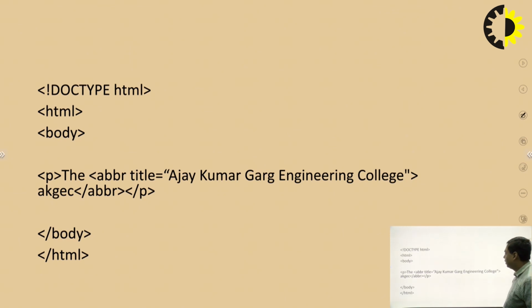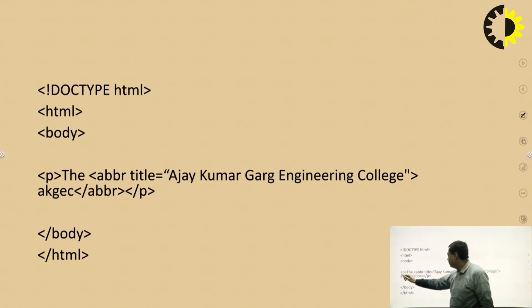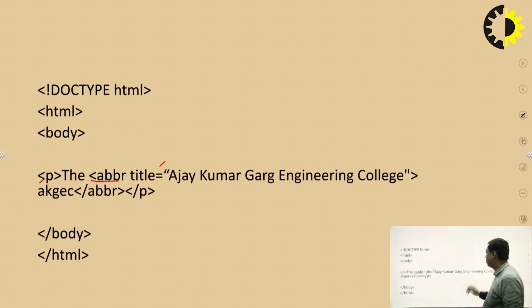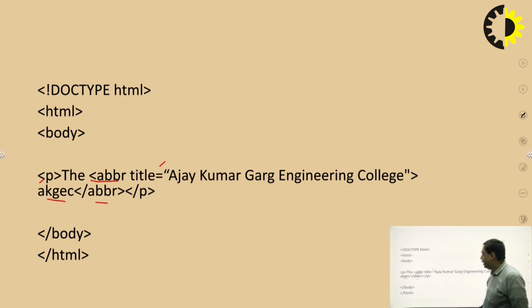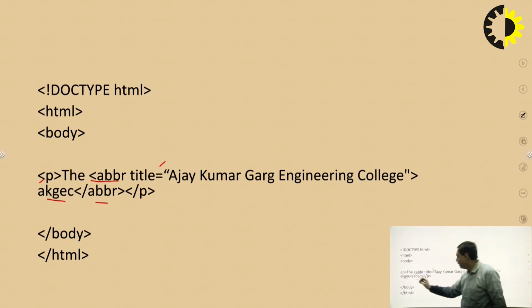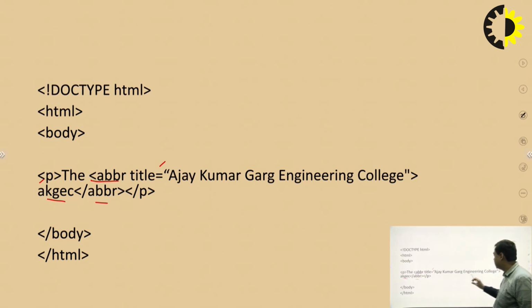And it is an example like P tag. Then we are using the abbreviation tag, and we have given the title Ajay Kumar Engineering College. And before ending of this abbreviation tag, we have used the AKGC. So AKGC is basically the abbreviation of Ajay Kumar Engineering College. So when you put your mouse at this AKGC, it will display Ajay Kumar Engineering College. So AKGC is the abbreviation, and it can display in a different look and format. Then we are using the ABBR tag.